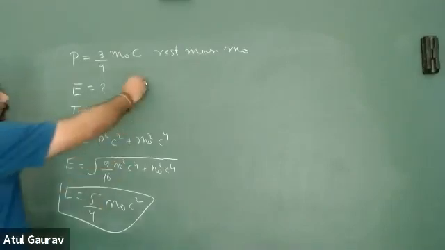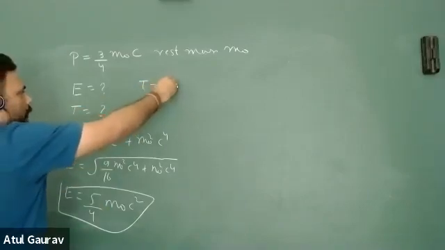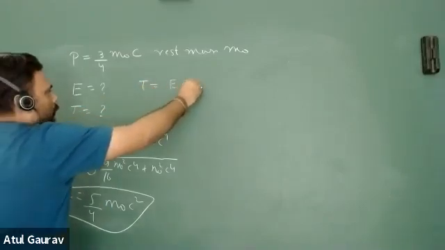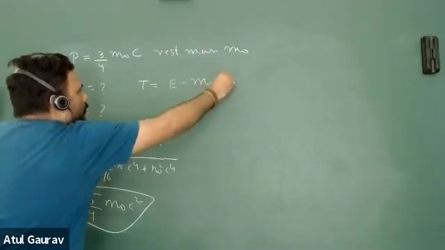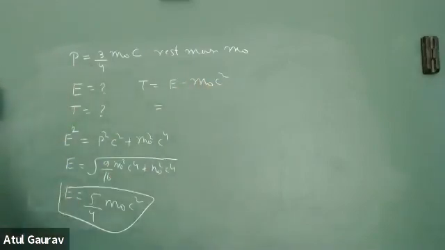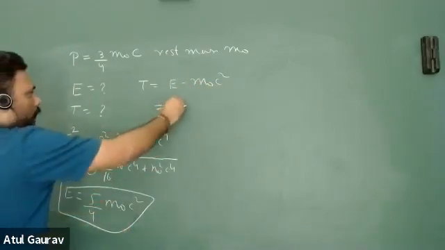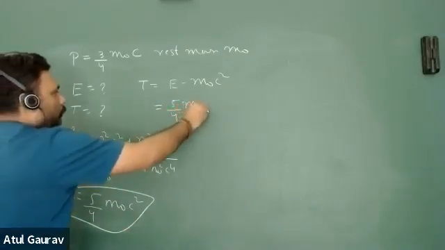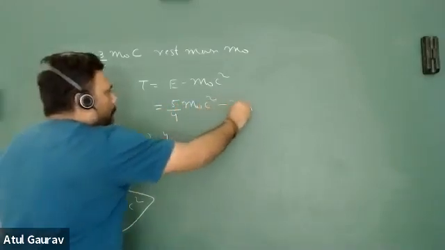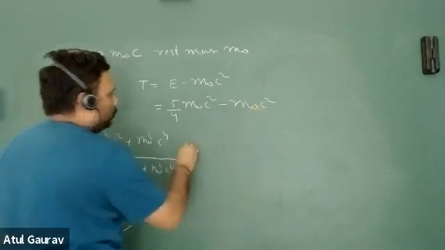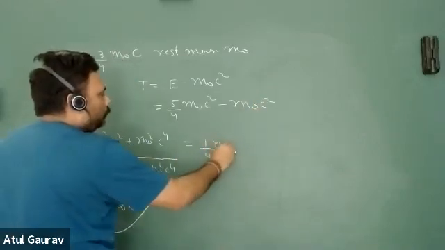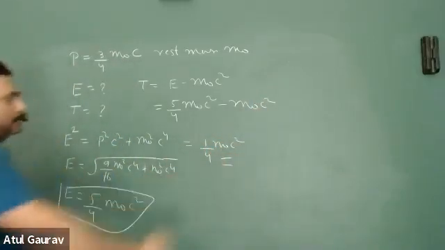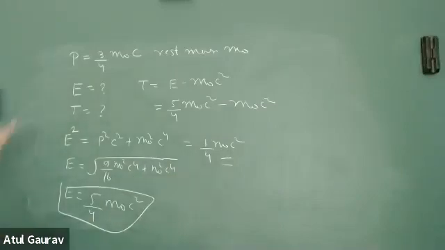And what will be the kinetic energy? The kinetic energy is equal to E minus m naught C square. So what will be this value? This value is 5/4 m naught C square minus m naught c square. So this will be 1 by 4 m naught c square. It's very simple. Just a 1 mark question in GATE, about whether you remember the formula or not.